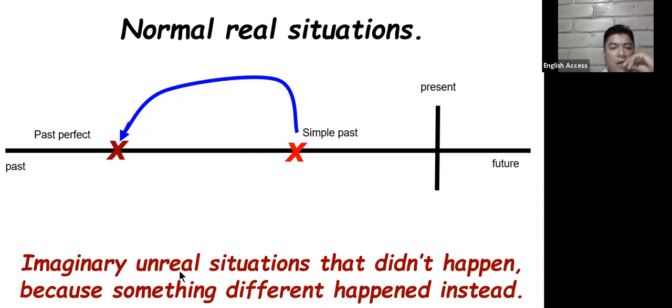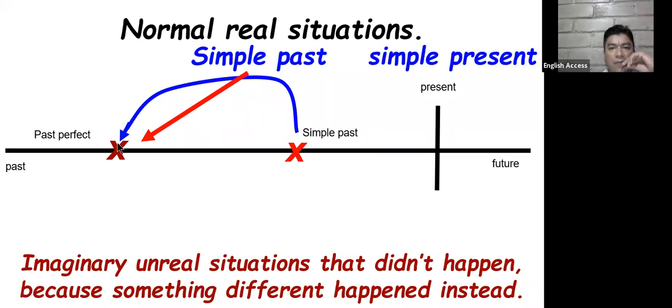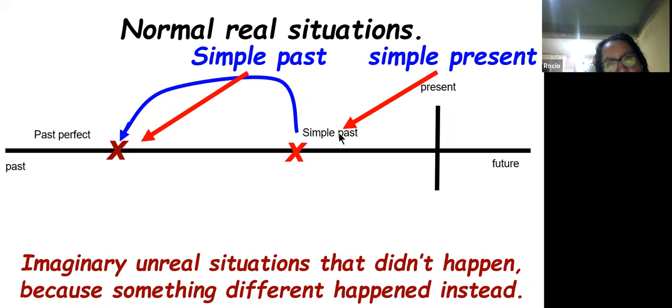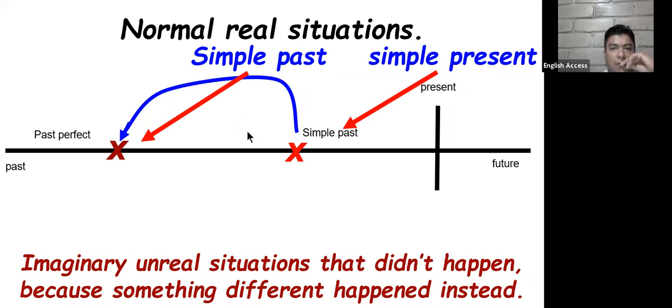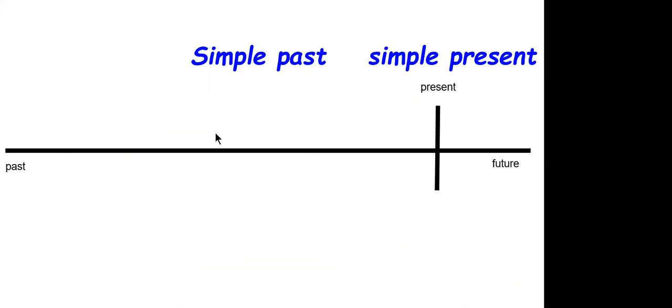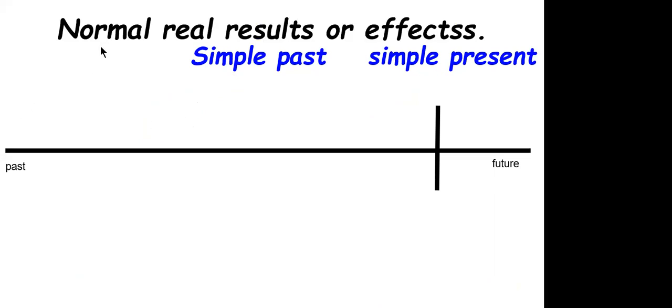When you have an imaginary, unreal situation that didn't happen because something different happened instead, when you have the simple past, you talk about it in past perfect. In the simple present, you talk about it in simple past. So it shifts one time, not two, only one. Simple present goes to simple past. Simple past moves to past perfect. So, normal real results or effects.